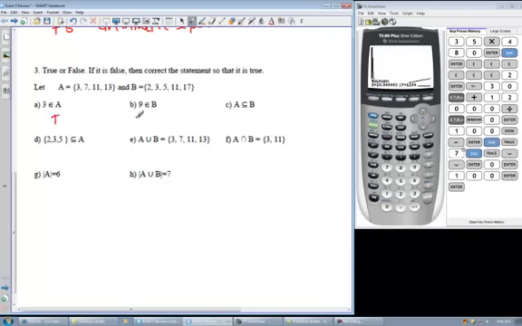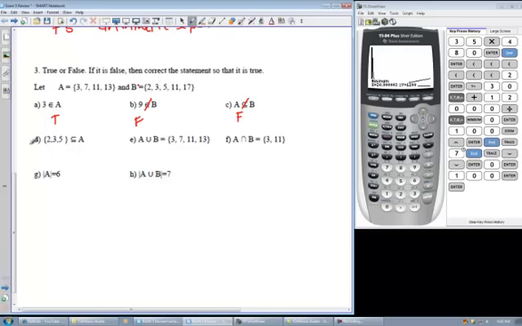Is 9 an element of B? That's a false statement. There is no 9 in the set here, 2, 3, 5, 11, 17. To make it true, you just put a slash through it. A is a subset of B. Well, 3's in B, 7's in B, 11's in B, but how about 13? No. So this is actually false because 13's not in B, so it's not a subset.